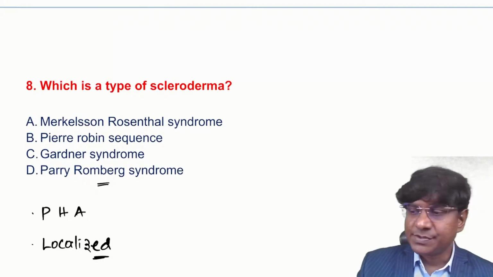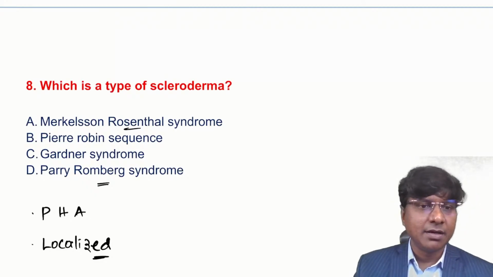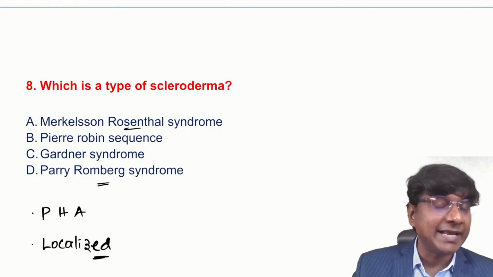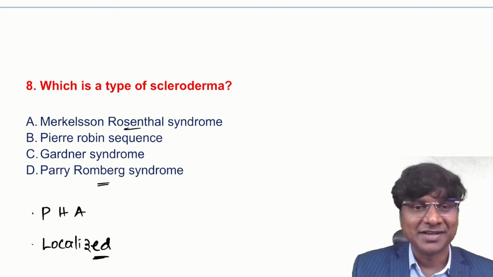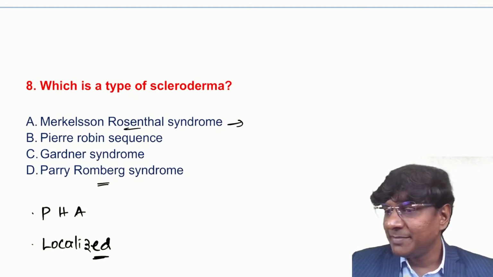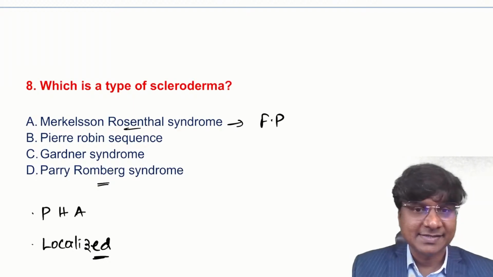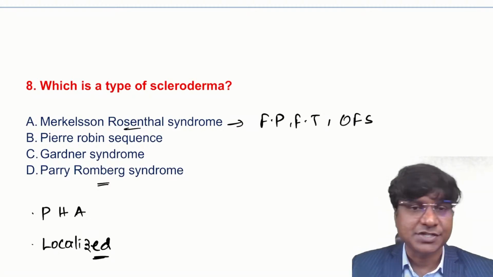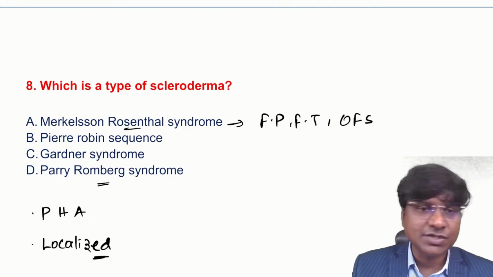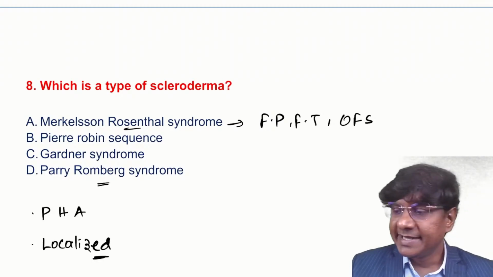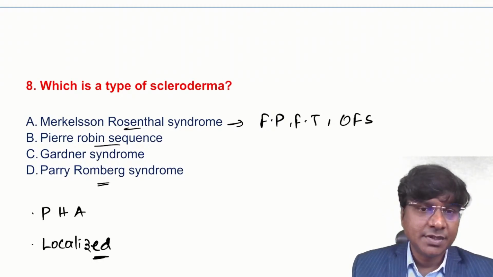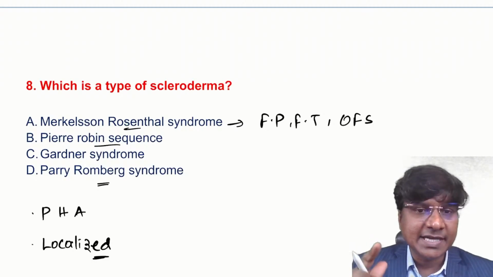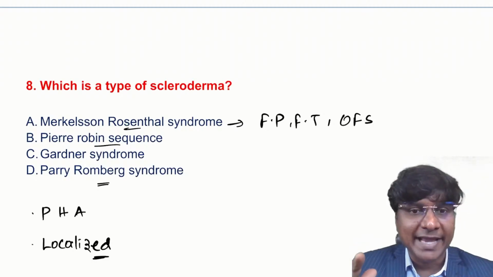And what about the other options? You take Melkersson-Rosenthal syndrome. I'm sorry. So Melkersson-Rosenthal syndrome is a scenario where there will be facial paralysis. These patients will have a fissured tongue and orofacial swelling, right? And this is nowhere related to scleroderma. The next one is the Pierre Robin sequence. Pierre Robin sequence is a congenital sequence with micrognathia.